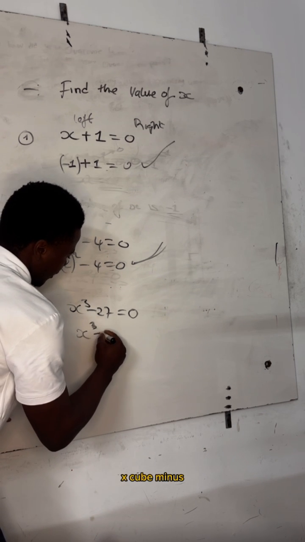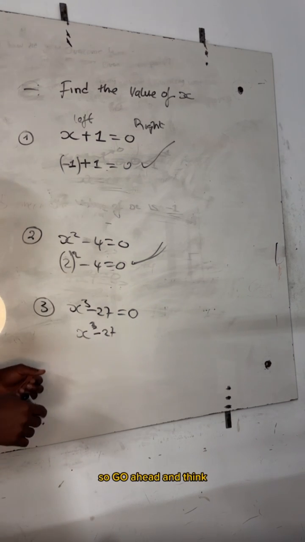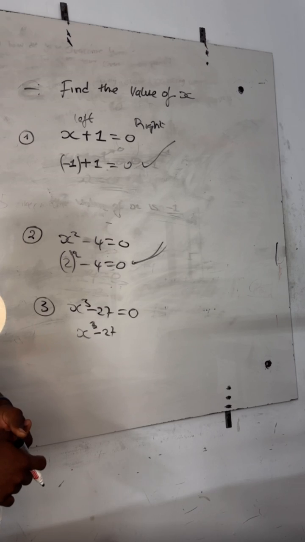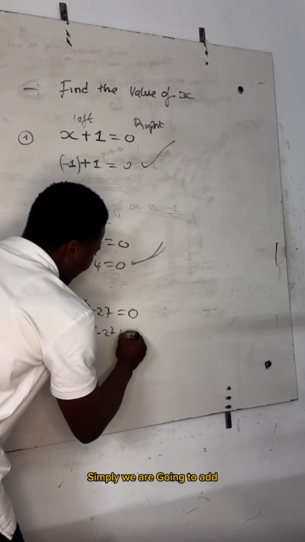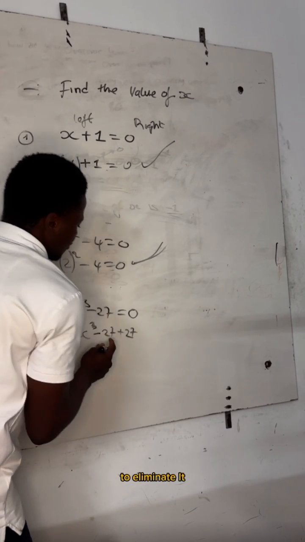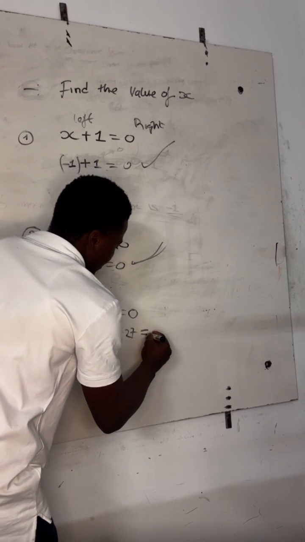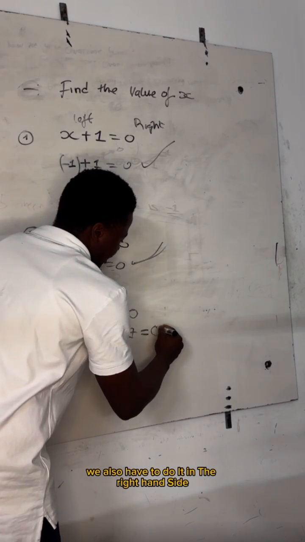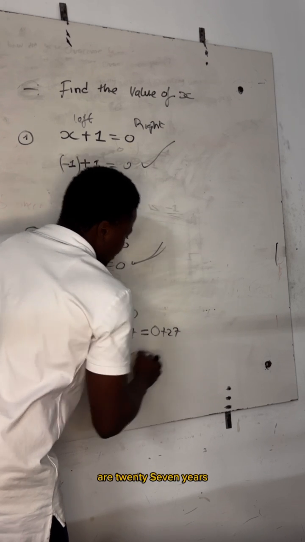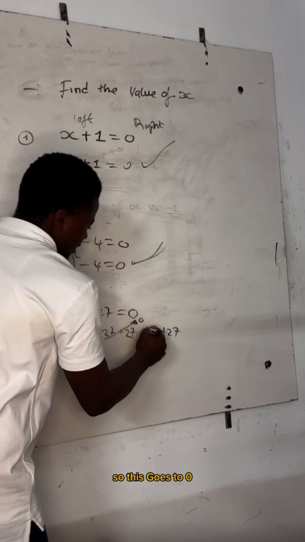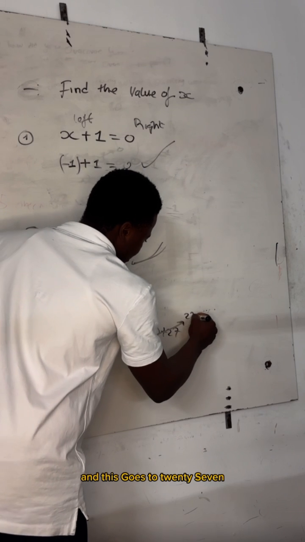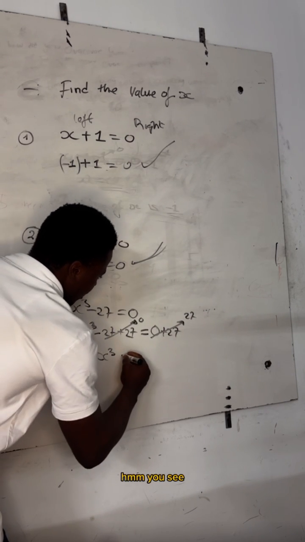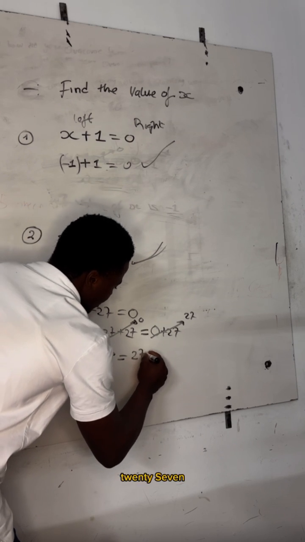x cubed minus 27. So go ahead and think. If this is 27, how can we eliminate 27? Simply, we are going to add 27. To eliminate it, we add 27. Once we do it on the left hand side, we also have to do it on the right hand side. So we add 27 here. So this goes to 0 and this goes to 27. So we are left with x cubed is equal to 27.